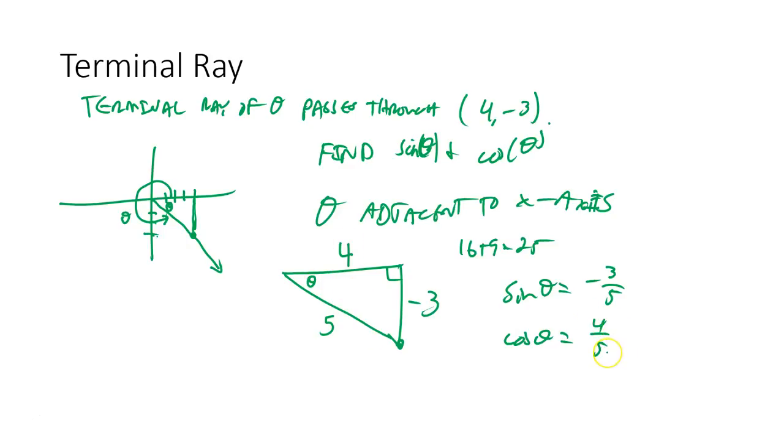Now really, if you think about this, what we're doing is the length of this is 5. If we draw our unit circle, it would maybe go like right there. What you're doing is taking this coordinate and reducing it down to where it's going to be in the unit circle.